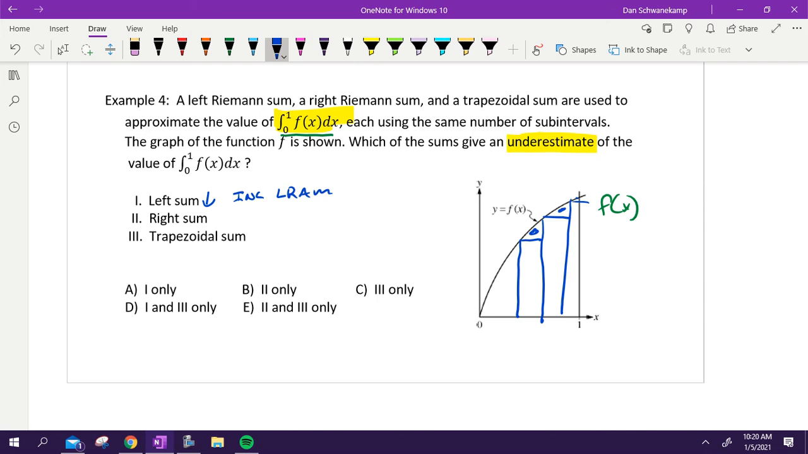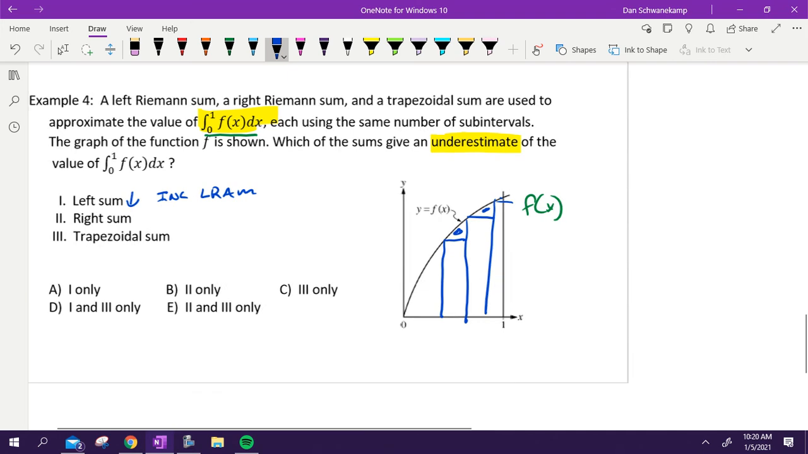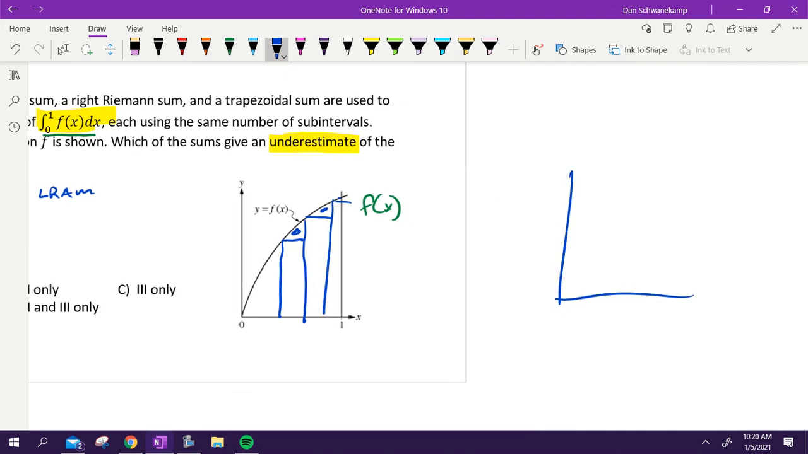I don't have that memorized. Okay? If I got to the graph and I was like, what's the answer? I would draw a picture. All I remember is whether it's increasing or decreasing. Draw an increasing graph, connect from the left-hand side. Oh yeah, it's an under approximation.